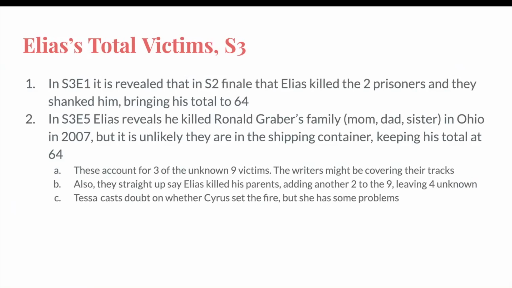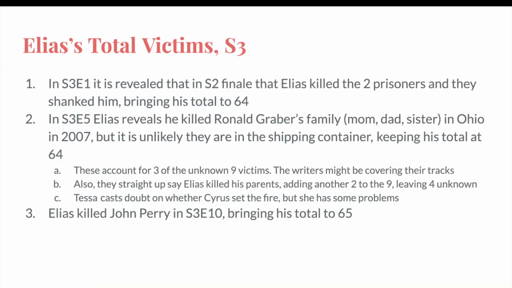somewhere. Additionally, Tessa cast doubt on whether maybe it was Cyrus who set the fire that killed Elias' parents, but she seems to have some sort of weird connection with him, like maybe Stockholm Syndrome, some sort of issue like that. So I don't think we can really trust her account of that. Finally, Elias kills John Perry in season 3, episode 10, bringing his total number of victims to 65.